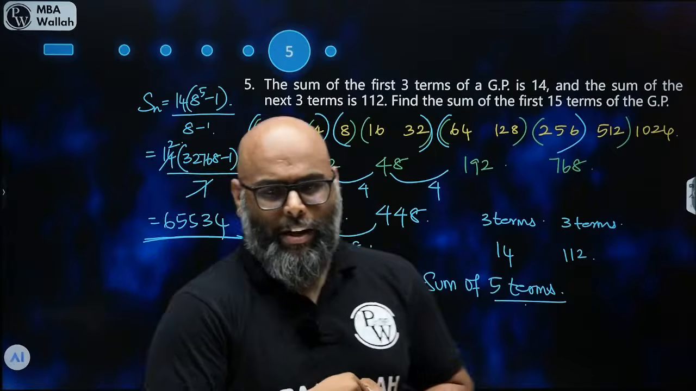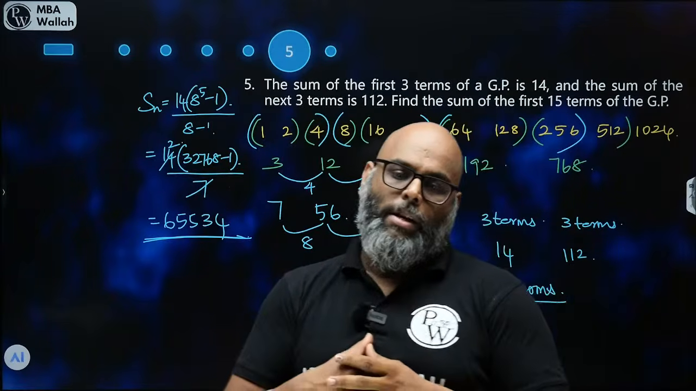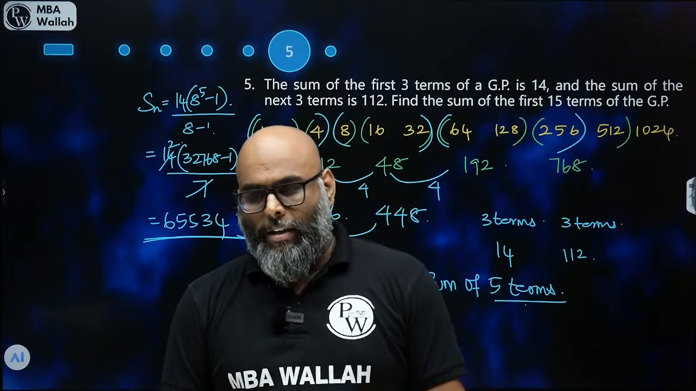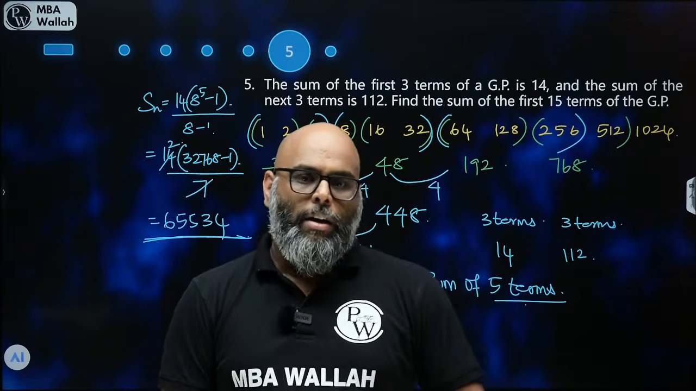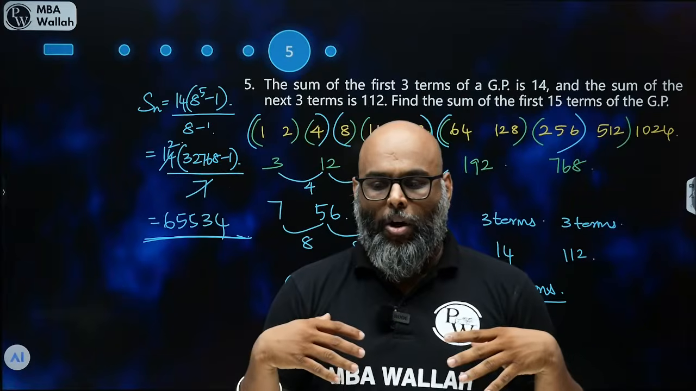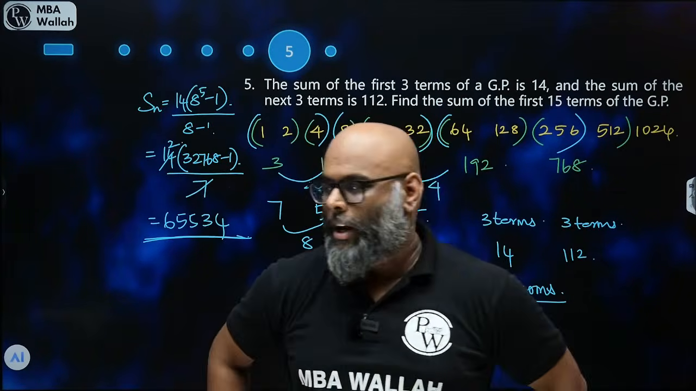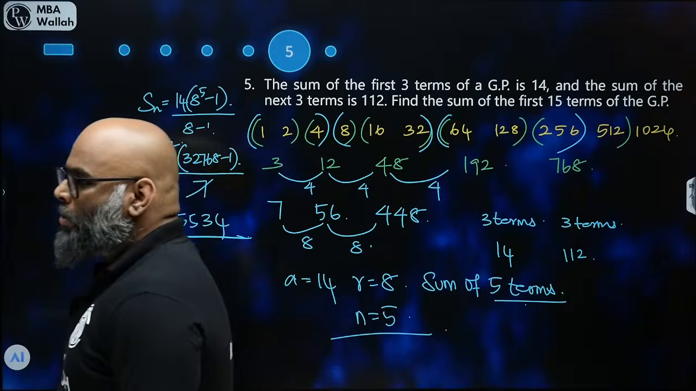Clear? Instead of finding what A is and what R is and then finding sum of 15 terms, I'm saying A is 14, R is 8, and I'm finding sum of 5 terms. They both happen to be same. It all matters where you look at the question from. That's all, right? Any doubts?